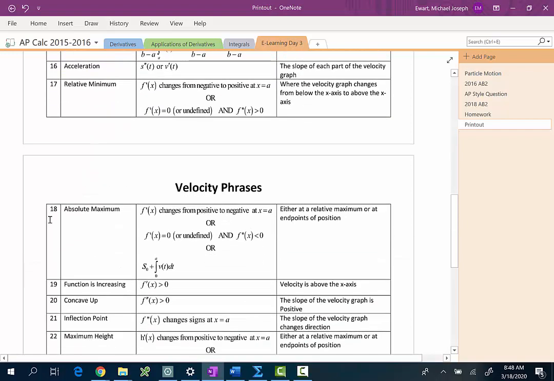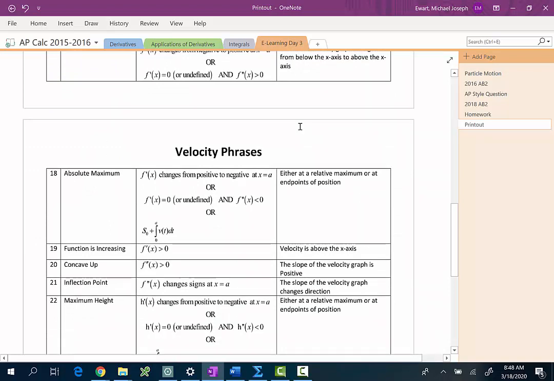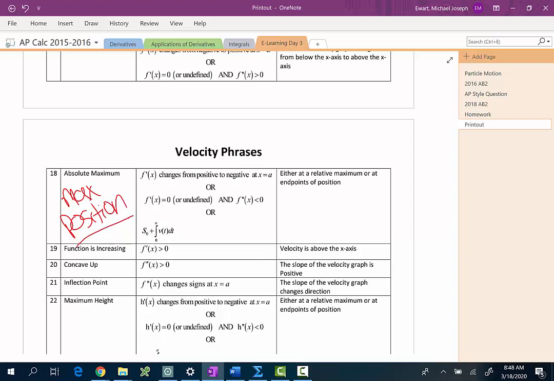I have absolute maximum down here, and for absolute maximum, we could be thinking about the maximum position that it attains. So the maximum position, right? First we would set f prime to 0. In this case, f prime would be for position. So if we're using s prime equal to 0, that would mean v is equal to 0, because s prime is the same as v.